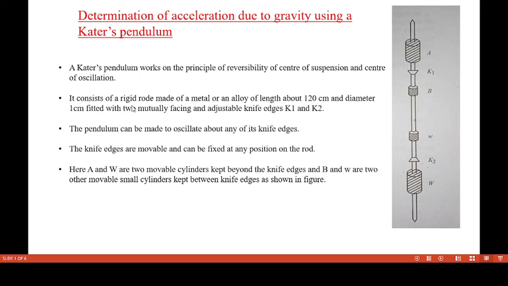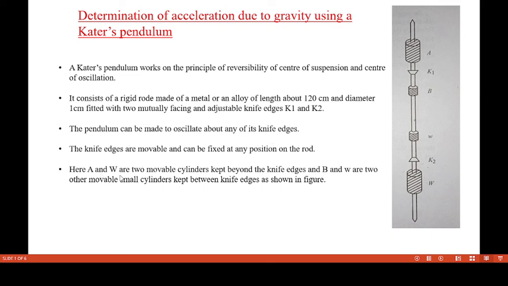This Kater's pendulum consists of a rigid rod made of a metal or an alloy, of length 120 centimeter and diameter 1 centimeter, fitted with two mutually facing and adjustable knife edges K1 and K2. The pendulum can be made to oscillate about any of its knife edges. So K1 and K2 in the figure are the knife edges. The knife edges are movable and can be fixed at any position of the rod.